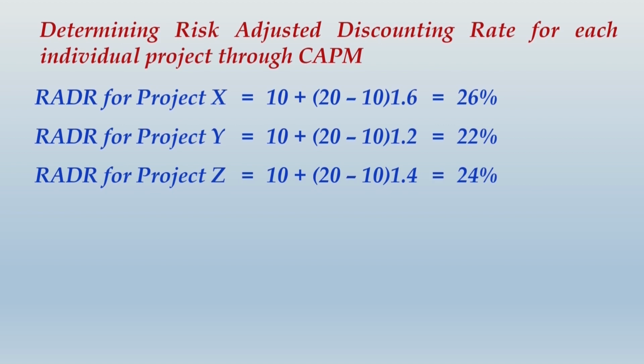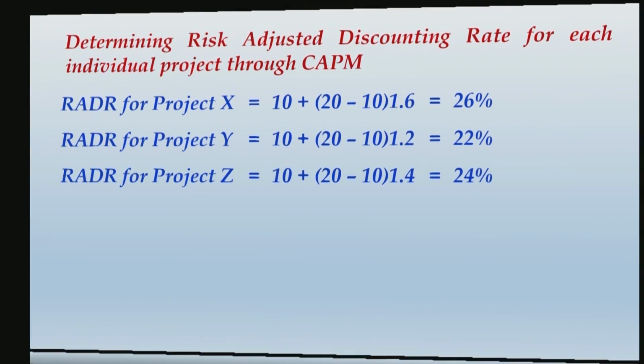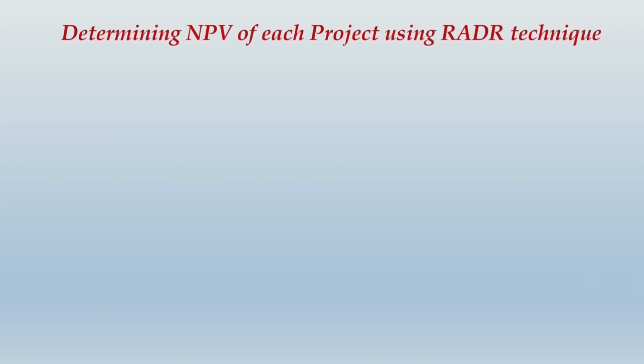Once you get the RADR for each project, then you have to just apply the NPV calculation. So you got different discounting rates for different projects. Now you just have to compute NPV. This time the question did not provide you annuity factors, so you would compute annuity factors also on your own. And when the question is silent about PV factors or annuity factors, I have instructed you to take 6 places after decimal. Don't forget that.